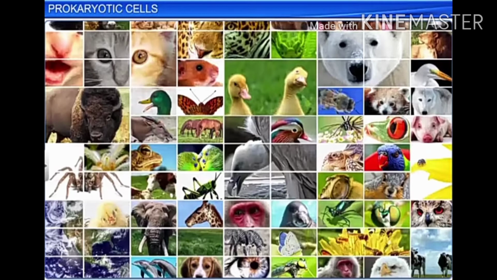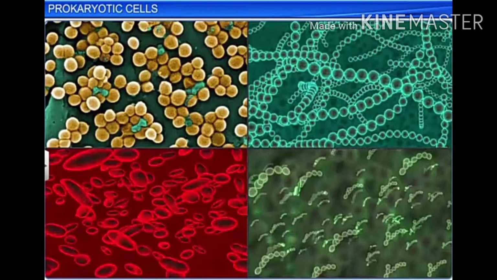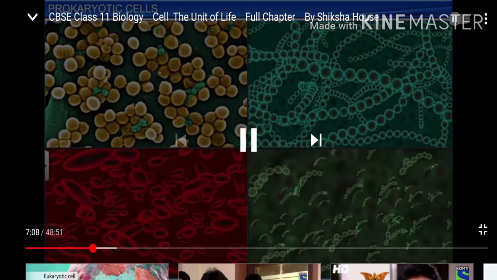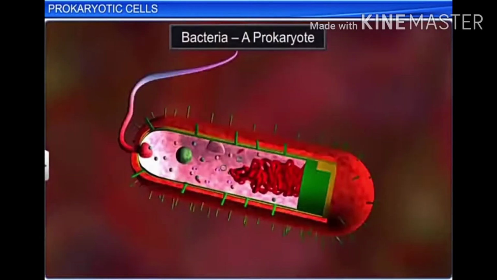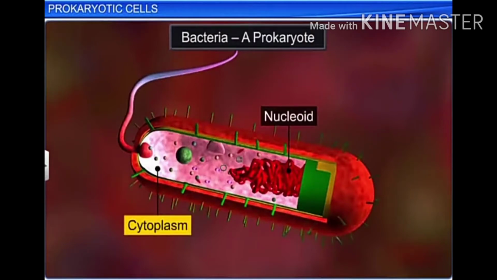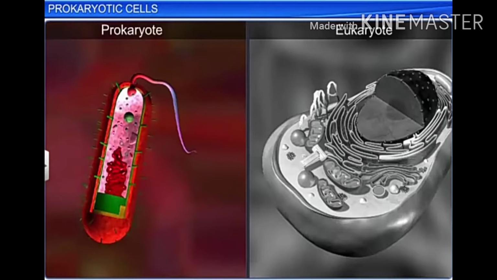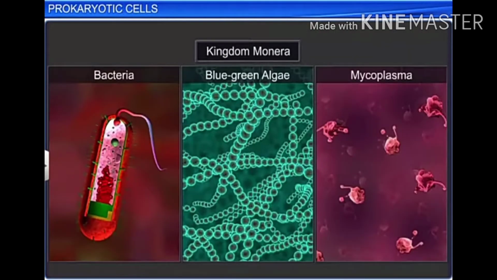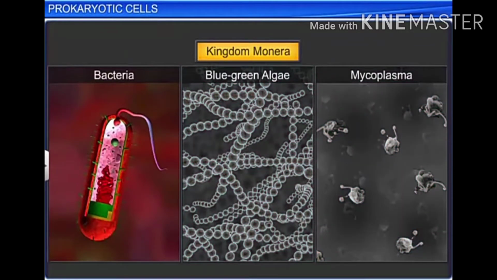Millions of microorganisms are present in every nook and corner of our surroundings. Of these, certain microorganisms, such as bacteria, have a nucleoid but no membrane-bound organelles in their cytoplasm. Such organisms are called prokaryotes. Prokaryotes are smaller and multiply more rapidly than eukaryotes. All members of kingdom Monera, including bacteria, blue-green algae, and pleuropneumonia-like organisms or mycoplasma, are prokaryotes.